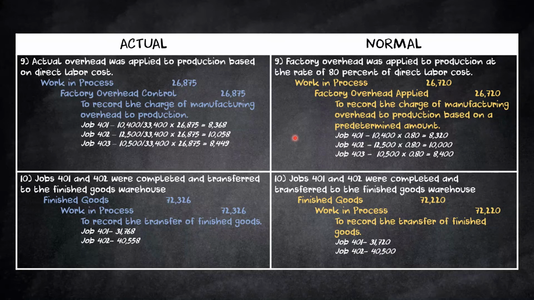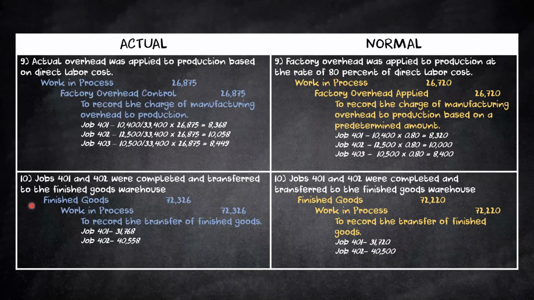Ang sabi, jobs 401 and 402 were completed and transferred to the finished goods warehouse. So, di ba meron tayong tatlong jobs? We have 401, 402, and 403. Ang sabi, ang natapos lang daw is si 401 and 402. So, ang gagawin dyan, tanggalin na natin sa work in process si 401 and 402, ilipat natin kay finished goods. So, kaya ganito po ang entry natin.